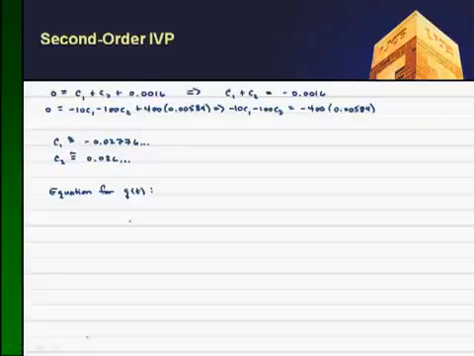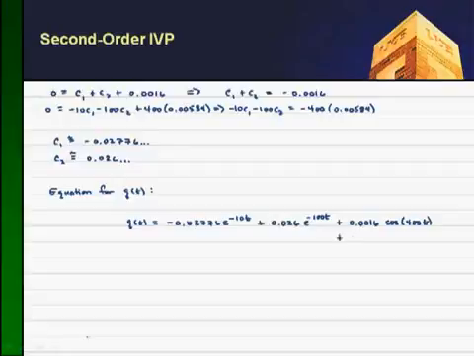So I get Q of t is equal to negative 0.02776 e to the minus 10t, and of course I don't really need all that accuracy, it's just an example, plus 0.026 e to the minus 100t plus 0.0016 times the cosine of 400t plus, this is pretty long, 0.0058 sine of 400t.